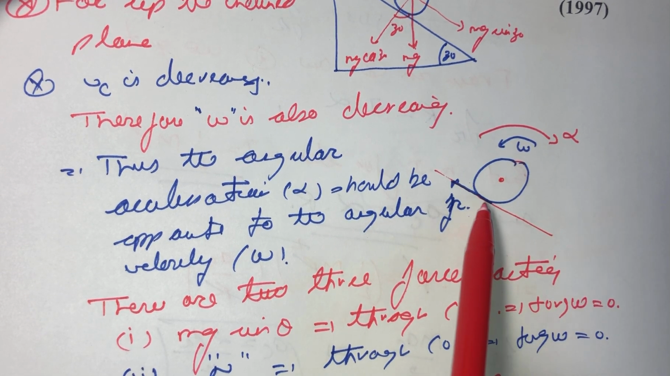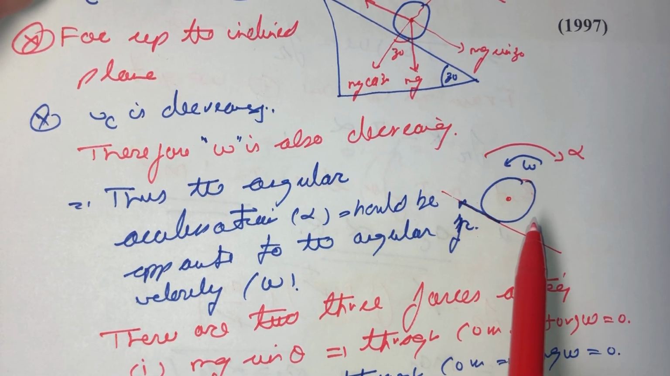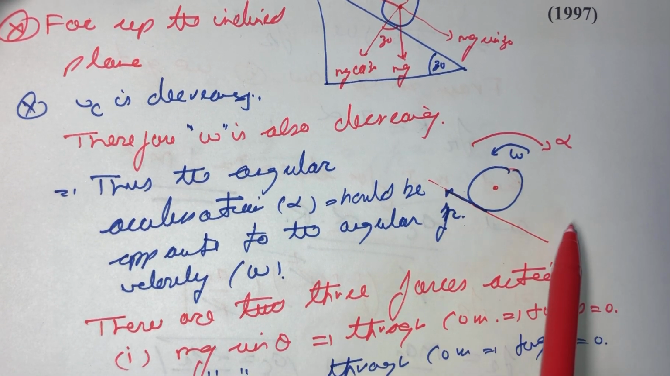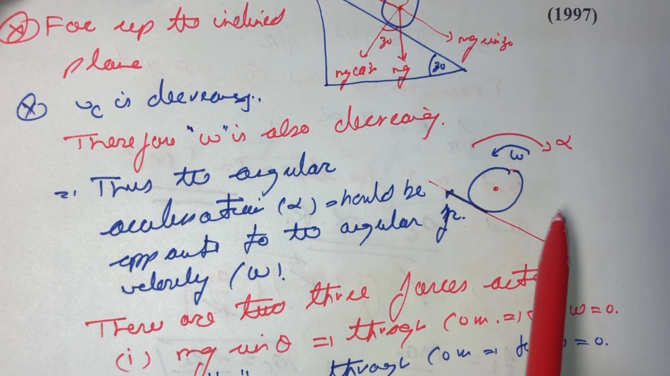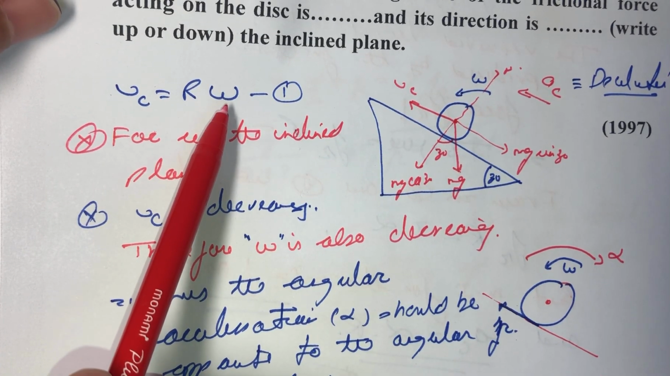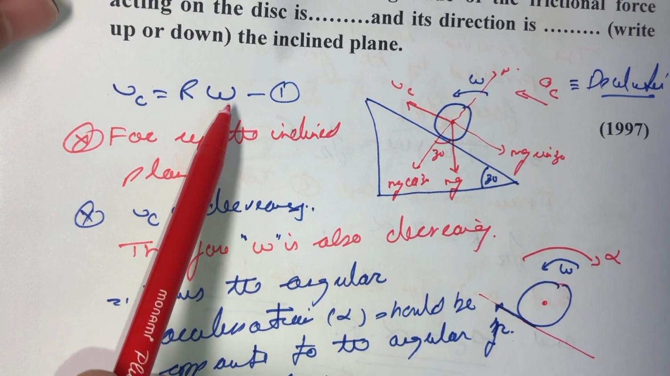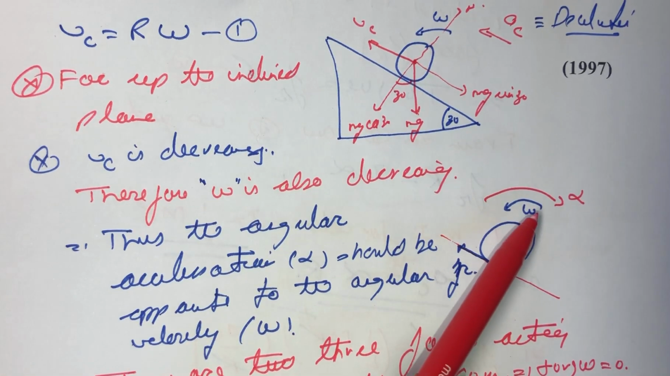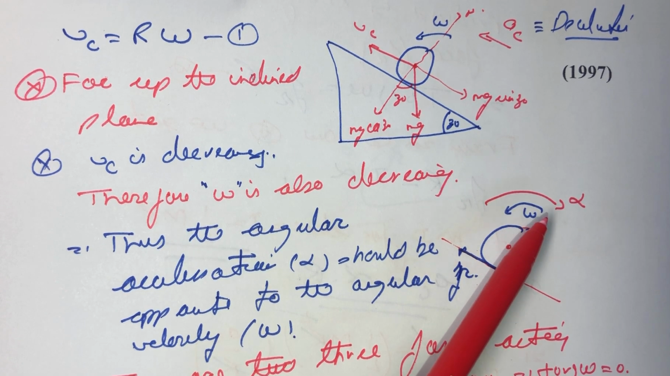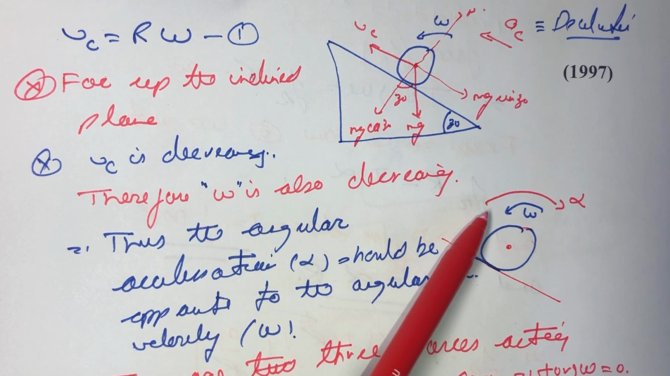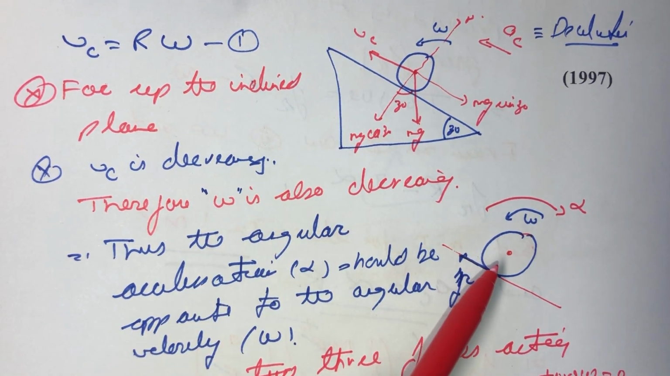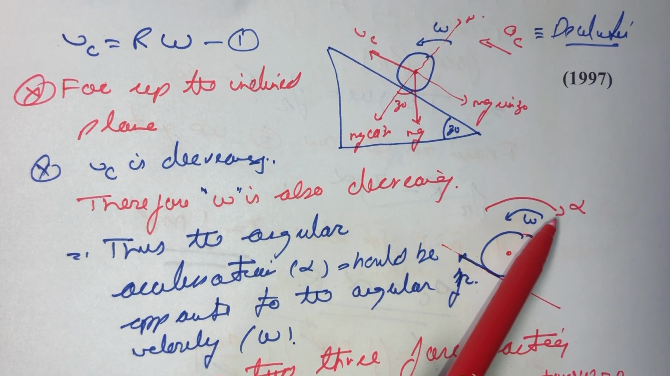Okay, so if it is moving down the inclined plane, normally the center of mass velocity is going to increase continuously, and if Vc is increasing, then this omega is also going to increase. And in order to facilitate the increase in omega, the angular acceleration should also be in the direction of the omega. Therefore, in both the cases, whether the disk is moving up the inclined plane or down the inclined plane, the direction of angular acceleration is the same.